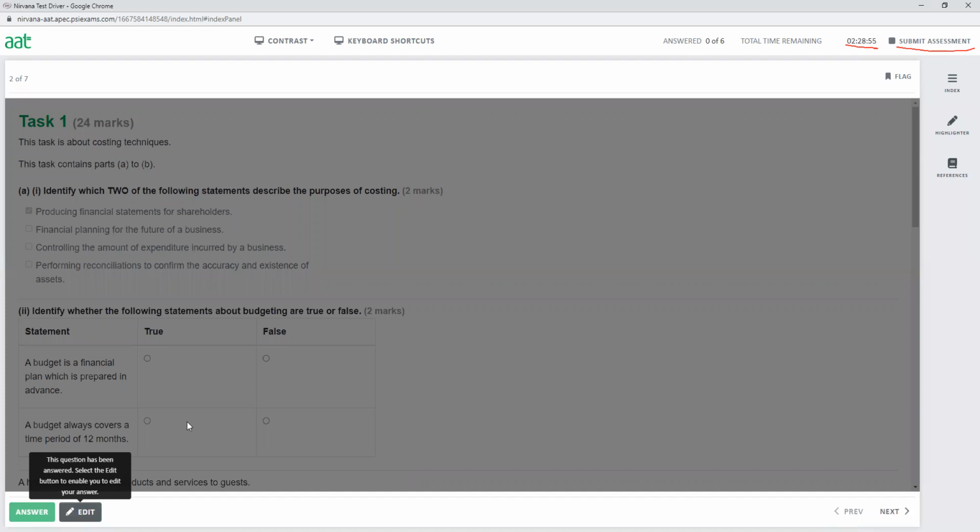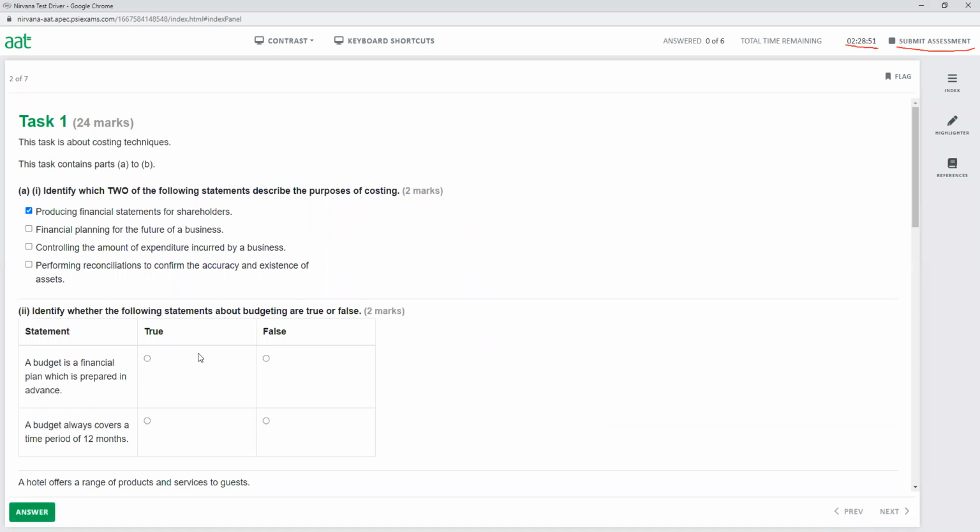Once you come back to the previous question, you have to click edit in order to do the same question again. So you need to be a little bit careful, because this is not the template or format that we used for the previous AAT exam. All right, so let's start with our first question. It's task 1 for 24 marks.